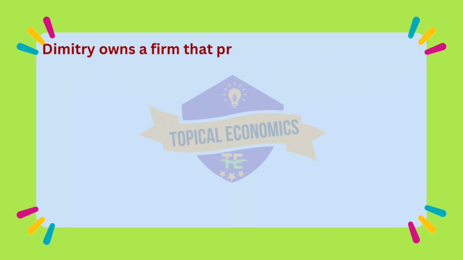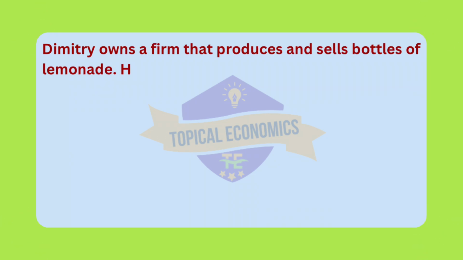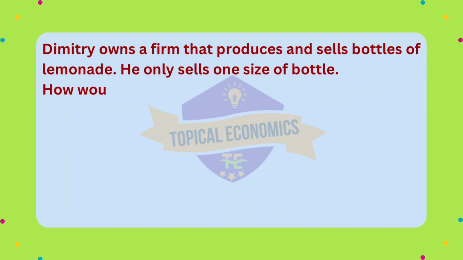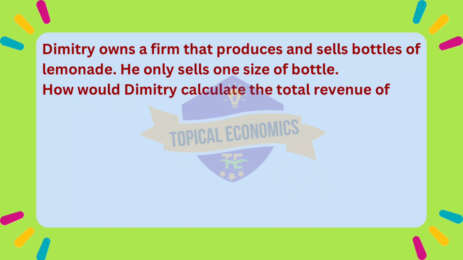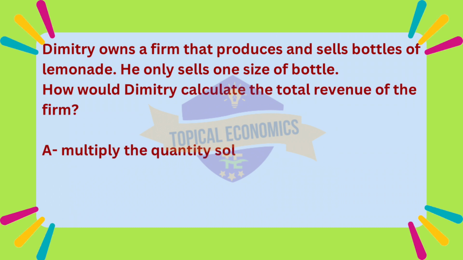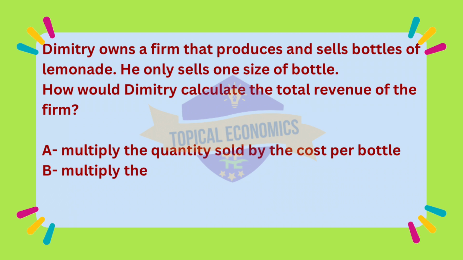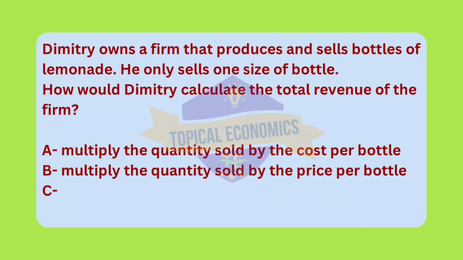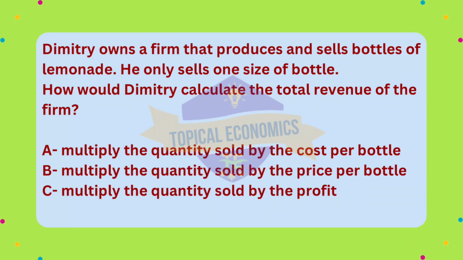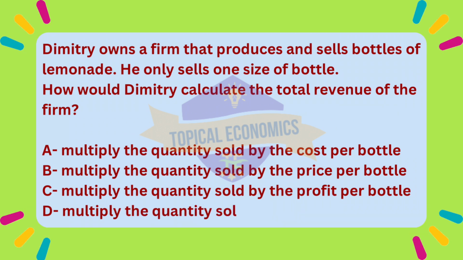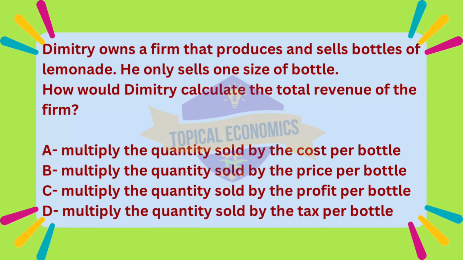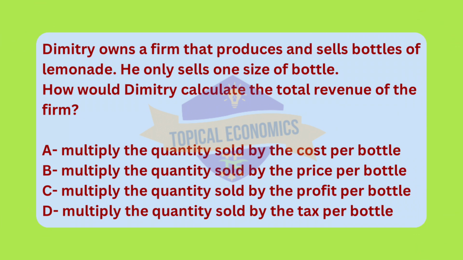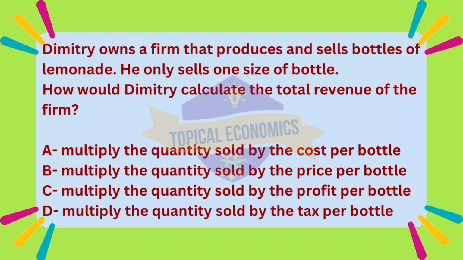Moving to question 11. Dimitri owns a firm that produces and sells bottles of lemonade. He only sells one size of bottle. How would Dimitri calculate the total revenue of the firm? A. Multiply the quantity sold by the cost per bottle. B. Multiply the quantity sold by the price per bottle. C. Multiply the quantity sold by the profit per bottle. D. Multiply the quantity sold by the tax per bottle. Reference, 2021 May-June version 1.